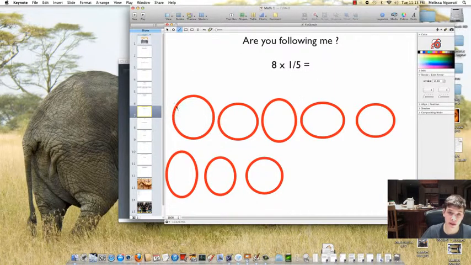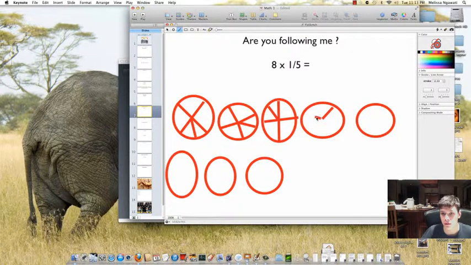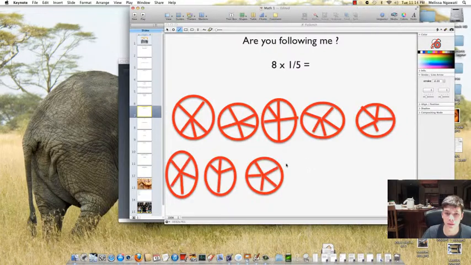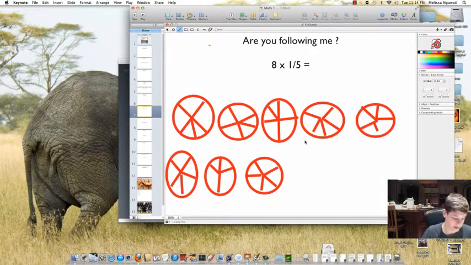Now we have 1/5. So we need to divide these into fifths. Doesn't really matter if it looks pretty. So we're back with all of our fraction circles complete.